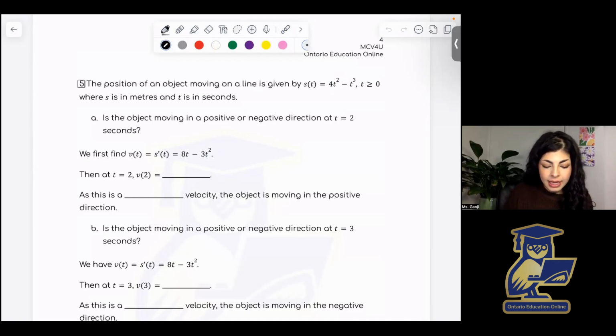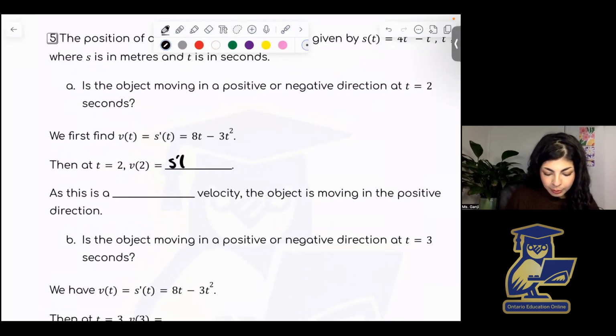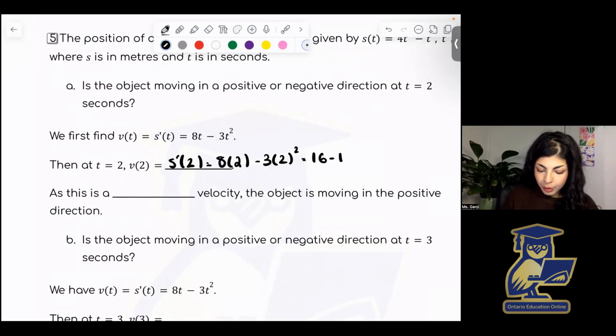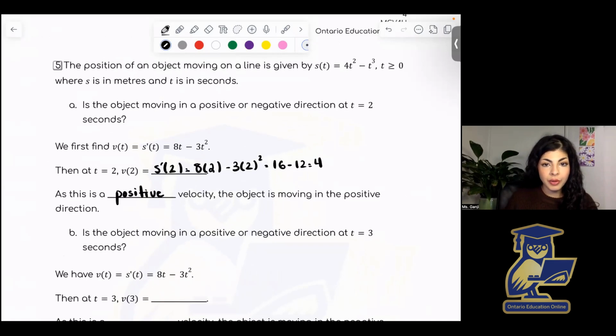Then at t equals 2, v of 2, which is also equal to s prime of 2, is going to be equal to 8 times 2 minus 3 times 2 squared. So we have 16 minus 12, which is 4. And so this is a positive velocity. And so we have that the object is moving in a positive direction.